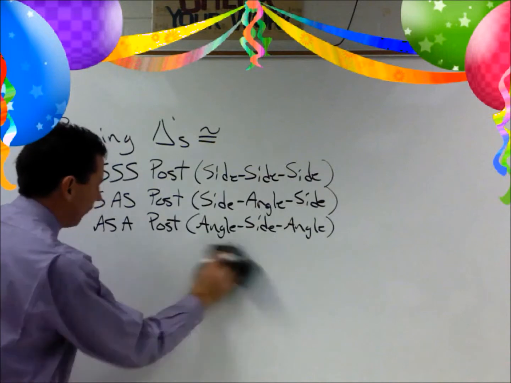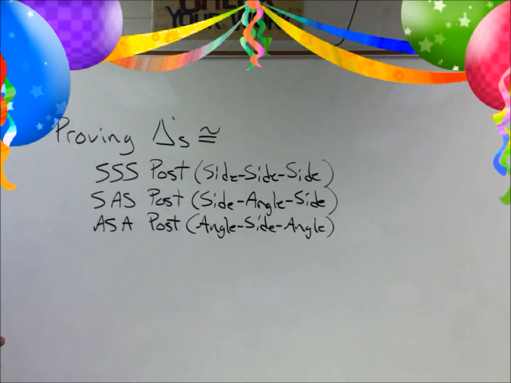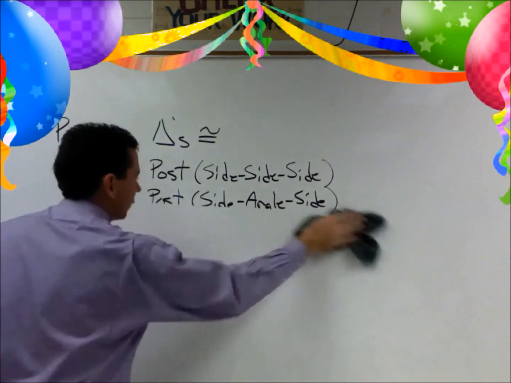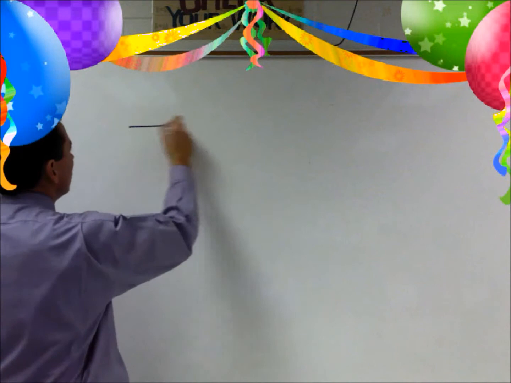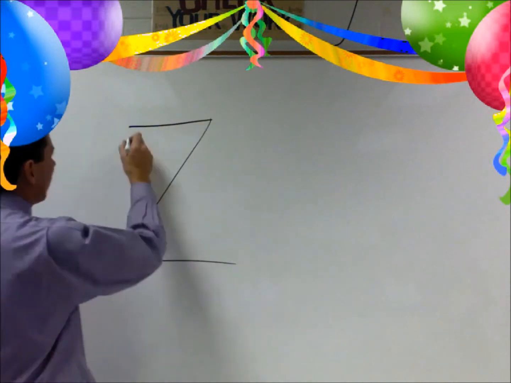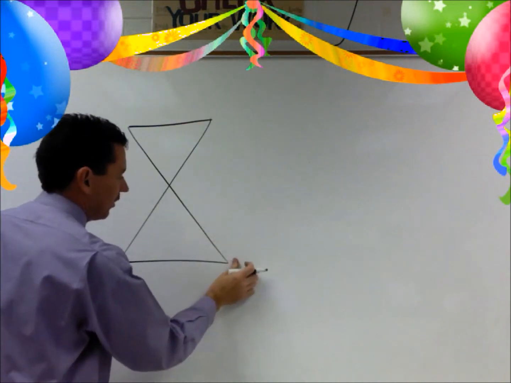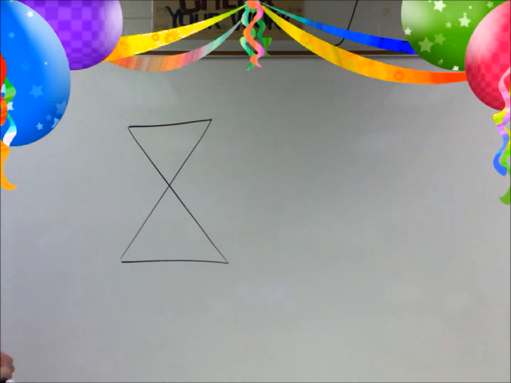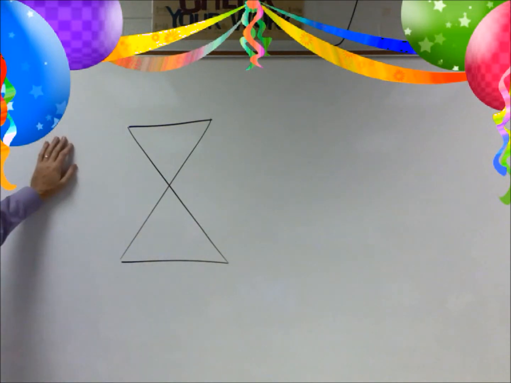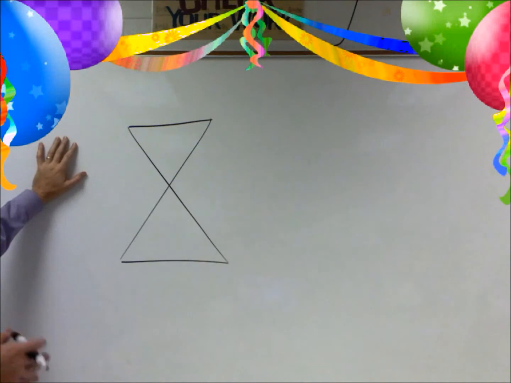I want to go through a few proofs dealing with the side-side-side postulate, the side-angle-side postulate, and the angle-side-angle postulate. Now, a lot of times we've got to look at the given information and see if we can manipulate it, whether it gives us an angle congruent to an angle or a side congruent to a side. And then sometimes to get those things that are not in the given, we would use the reflexive property if two triangles shared a common side, or vertical angles.